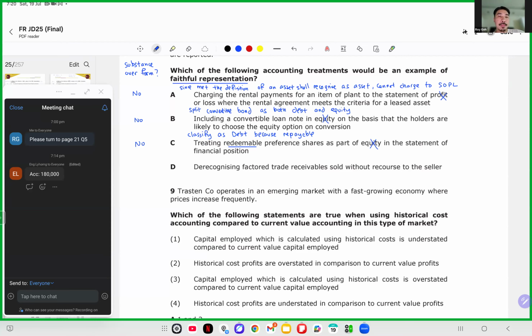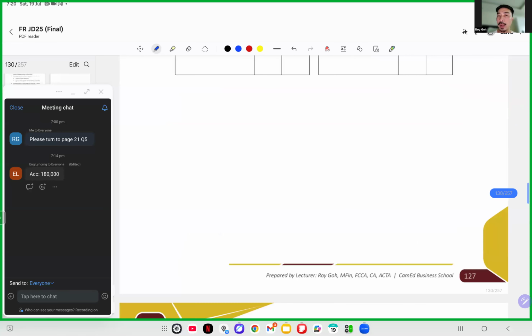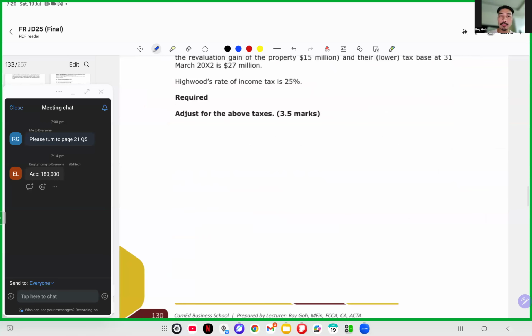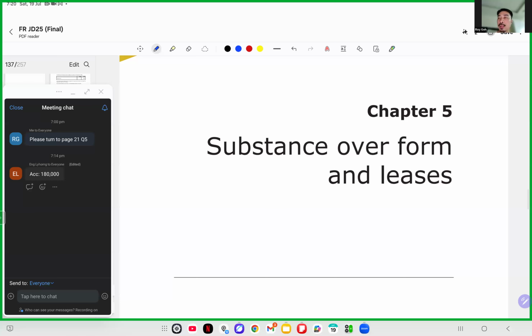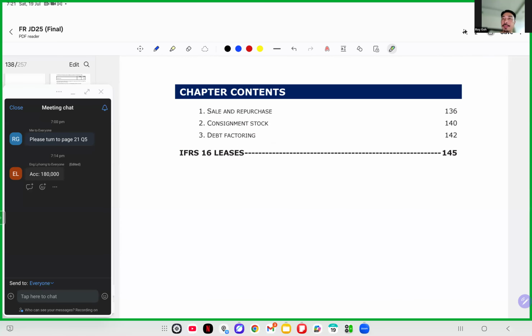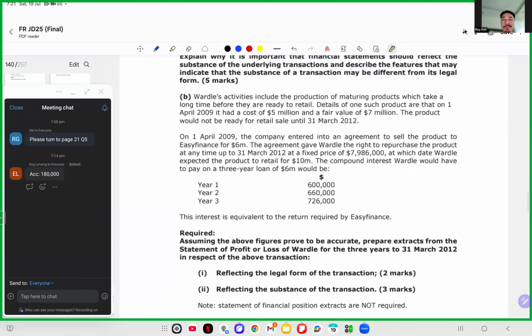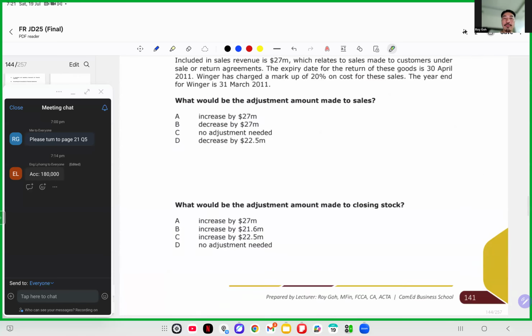Last one, it is correct to de-recognize a trade receivable without recourse, remove. Let me just show you. There's this page 1.3.1.4 something. Give me a moment, please. That's substance over form, chapter 5. You see, in chapter 5, substance over form, there's this called debt factoring. It should be on page 142. This is page 142.